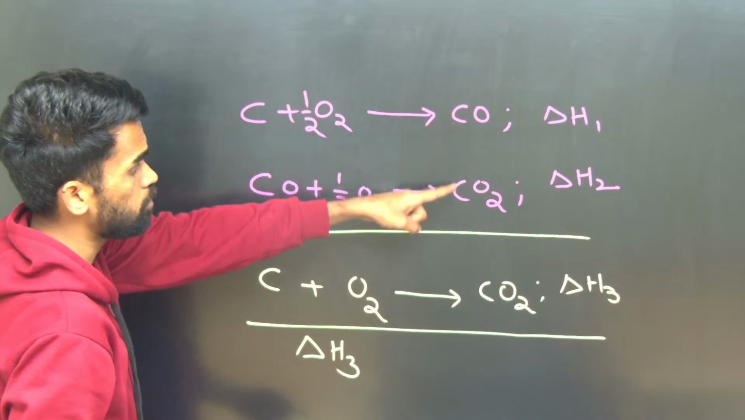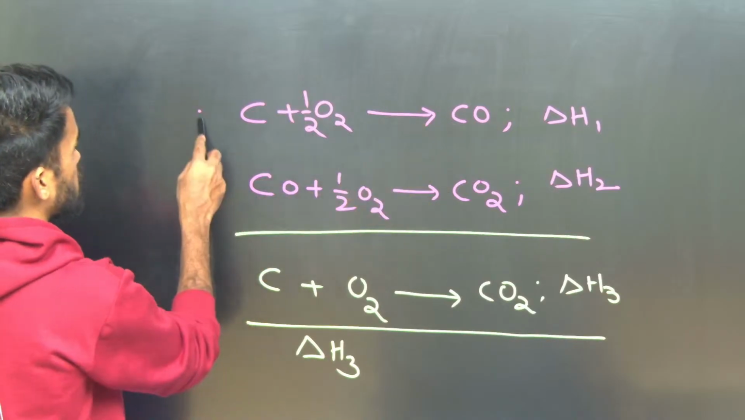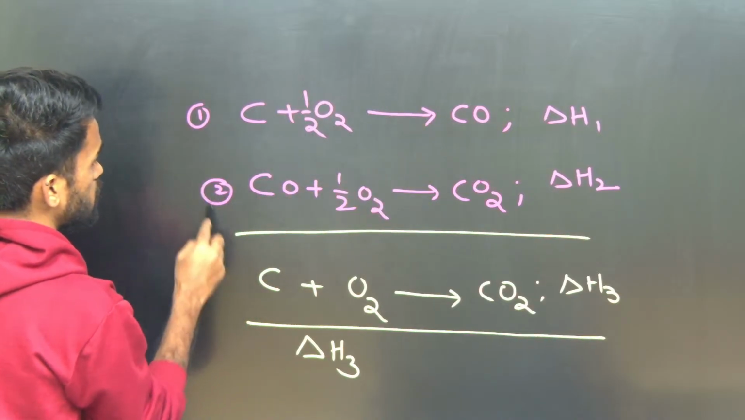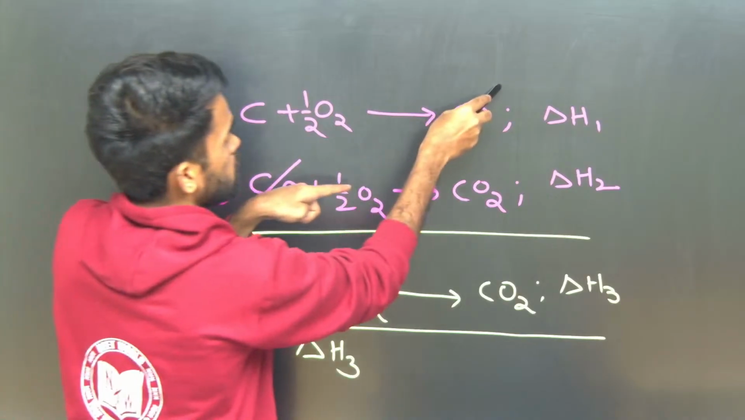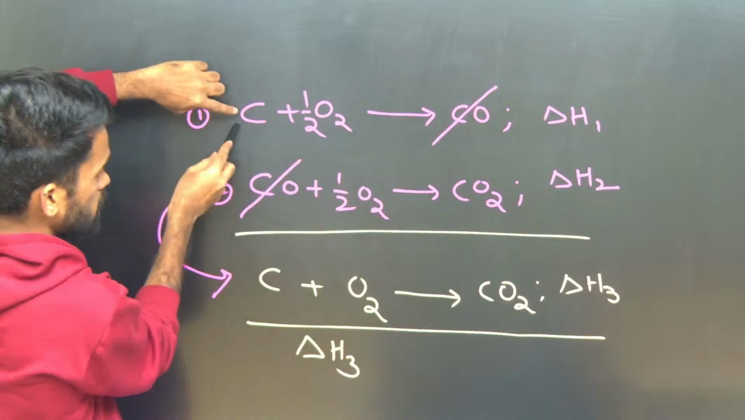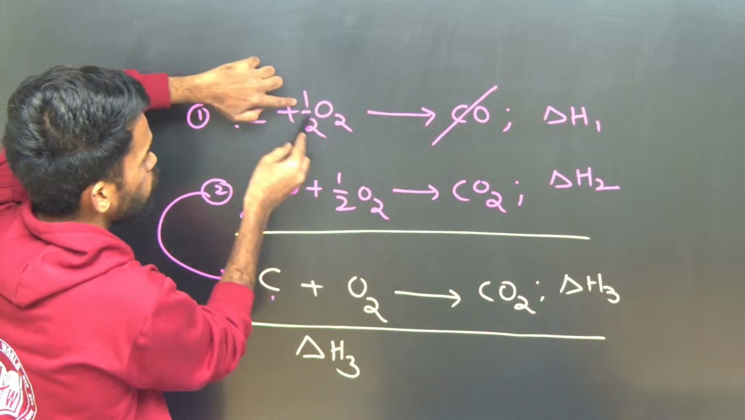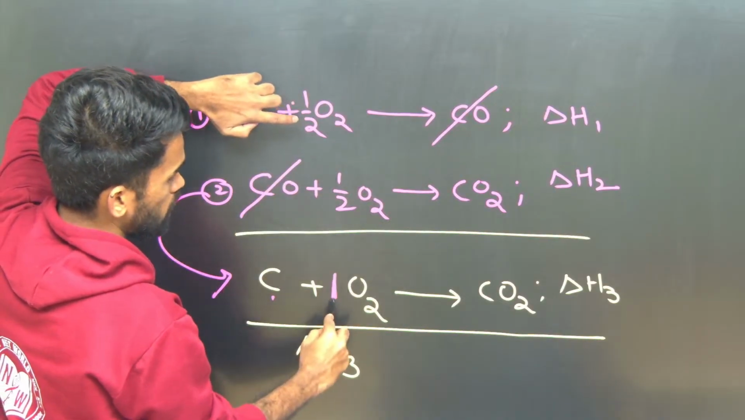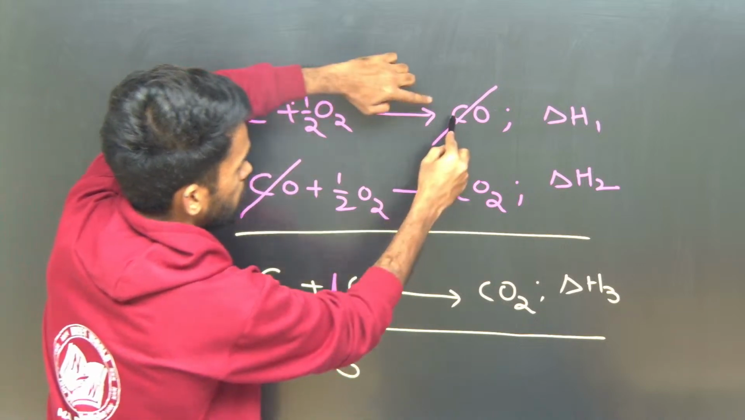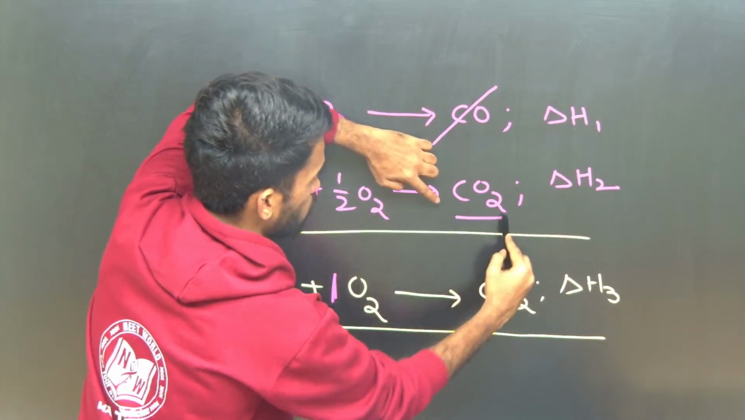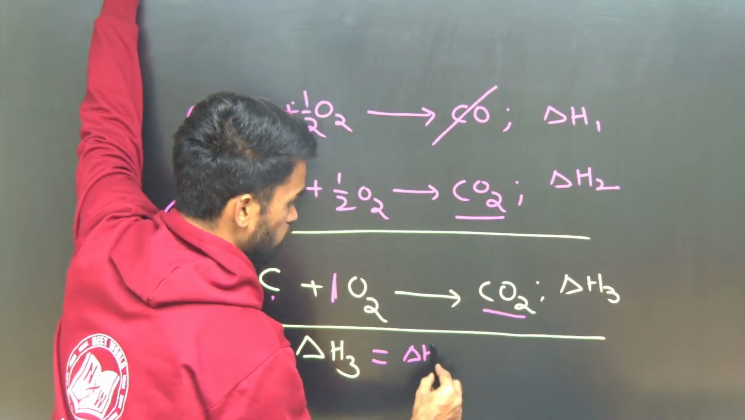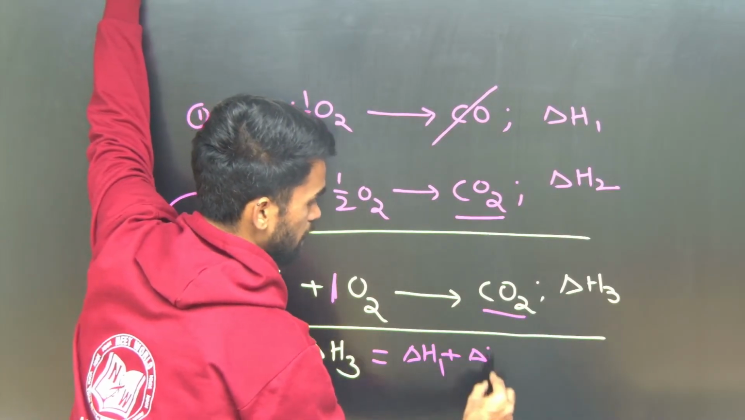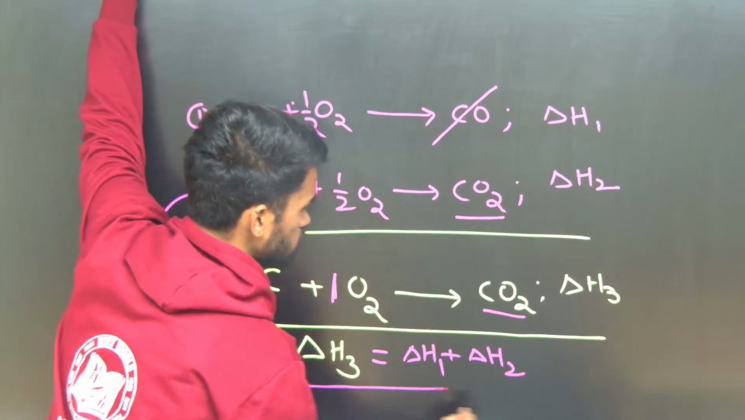Simple. Delta H3 is nothing but delta H1 plus delta H2. See, reaction 1 plus reaction 2 gives reaction 3, because CO on the reactant side and CO on the product side can cancel. Therefore C as it is, half O2 plus half O2 become 1 O2, and on the product side we have CO2. Delta H3 will be equal to delta H1 plus delta H2, that's it.